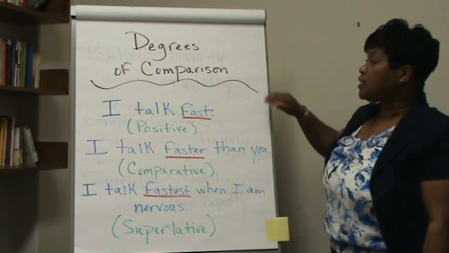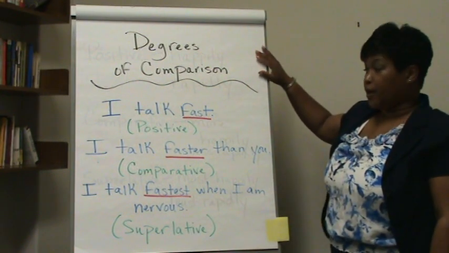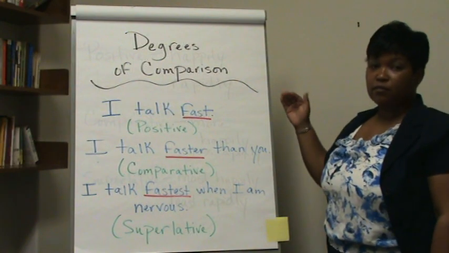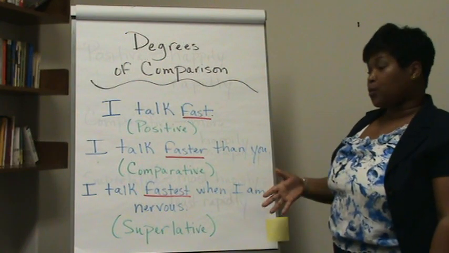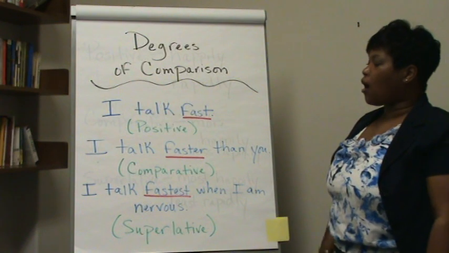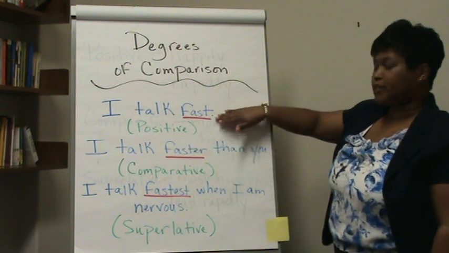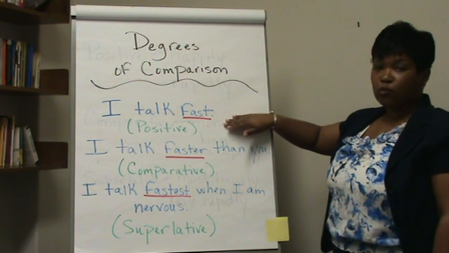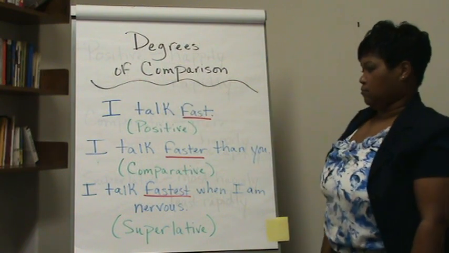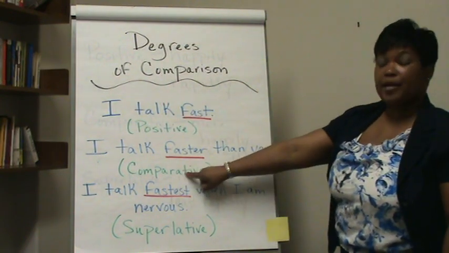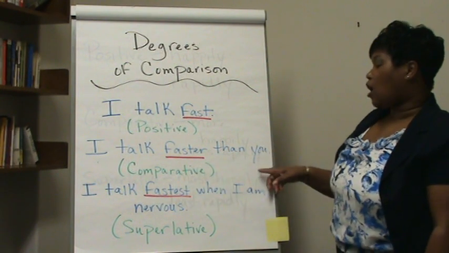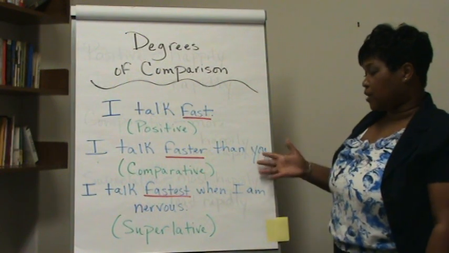Finally, you have the degrees of comparison with our adverbs. So just like with the adjectives, where you have a positive, a comparative, and a superlative, I talk fast. That's our representation of the positive form of an adverb. How do I talk? Fast. How does comparing two things with relationship to the talking work out? I talk faster than you. So we have the comparative.